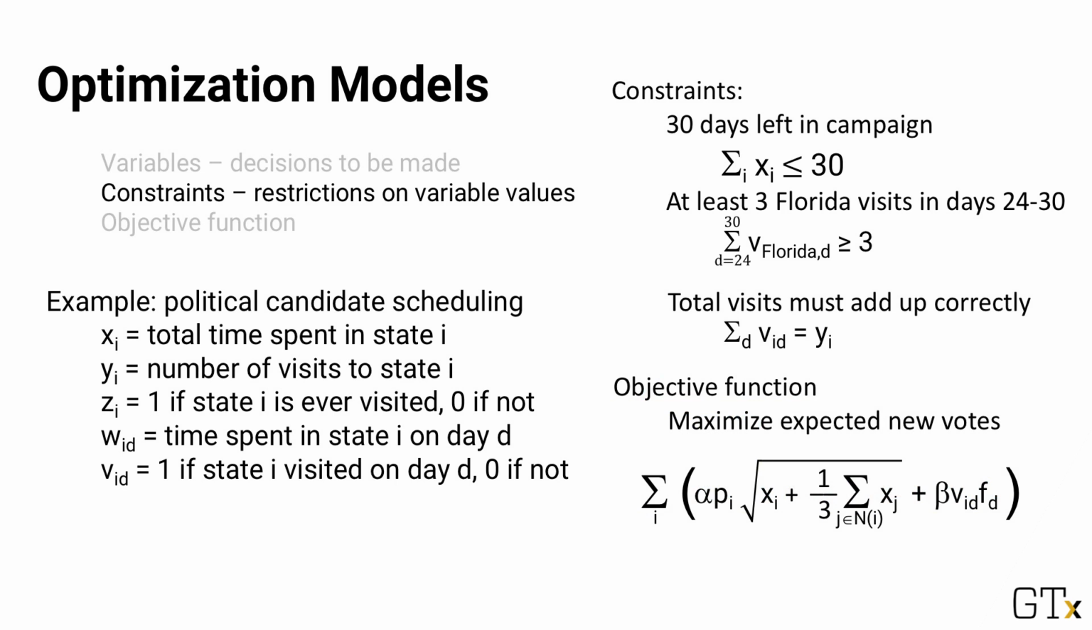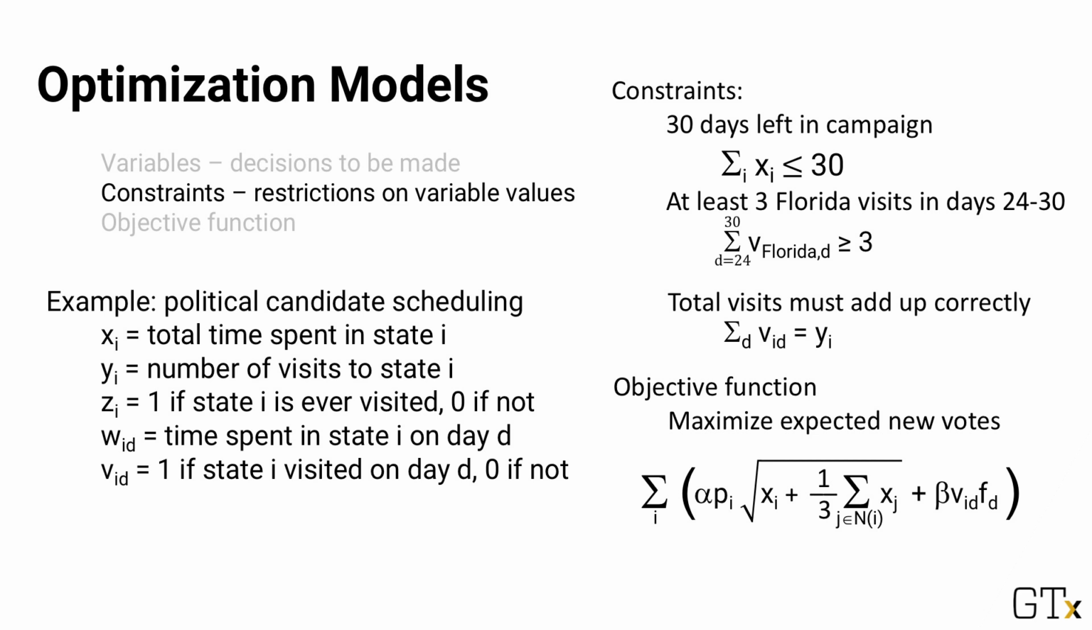The last piece of an optimization model is called the objective function. It's a measure of the quality of a solution, the quality of a set of values for the variables, which we're trying to maximize or minimize. In our campaign example, the objective function might measure how many additional votes we could expect the candidate to get based on the campaign schedule. Perhaps alpha times the population of state i times the square root of the time spent in state i plus a third times however long is spent in neighboring states, plus beta times the number of times each state is visited each day times a factor for the day. Maybe visiting too early or too late dilutes the effect.